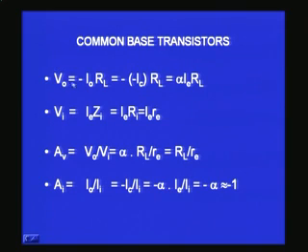V output is nothing but I output into RL, the voltage developed across RL due to the current flowing out of the terminal. There is a negative sign to show that the current is coming out instead of going into the output terminal.